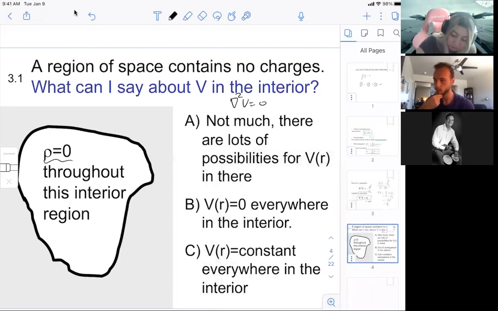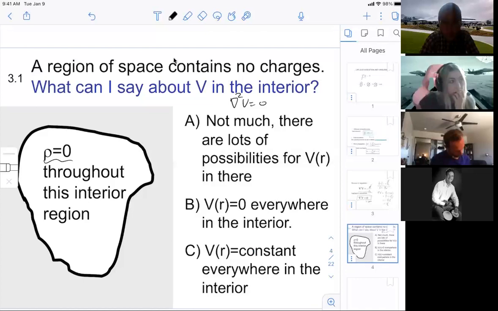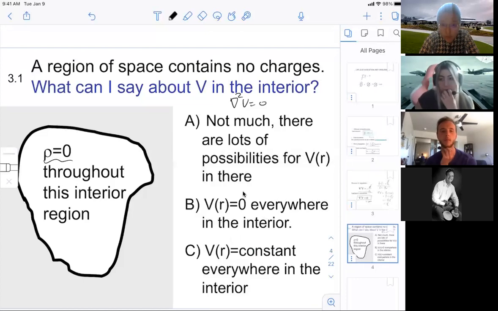Okay. I've got most of the votes already. Any last minute vote? Okay, I'm going to go ahead and close the vote. C seems to be the most popular, followed by A and B. C says V is a constant everywhere in the interior. So it's really just telling us that rho is 0 in this region.